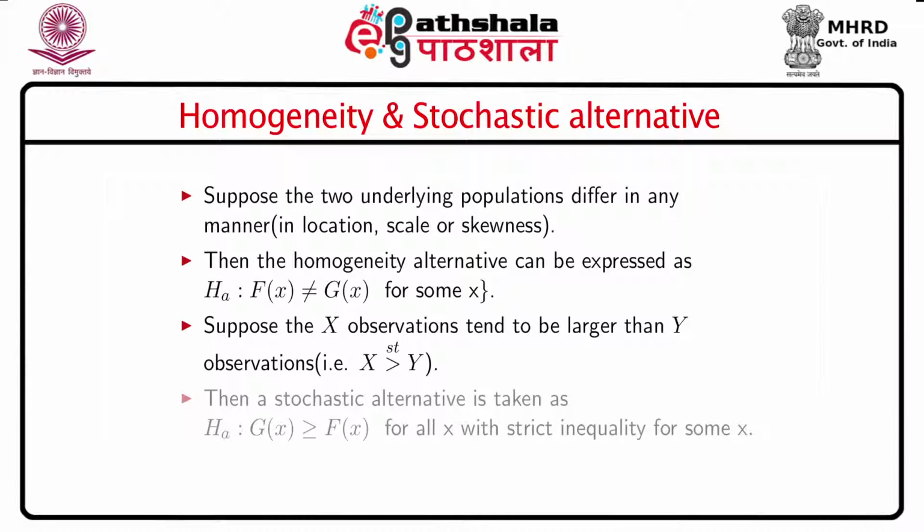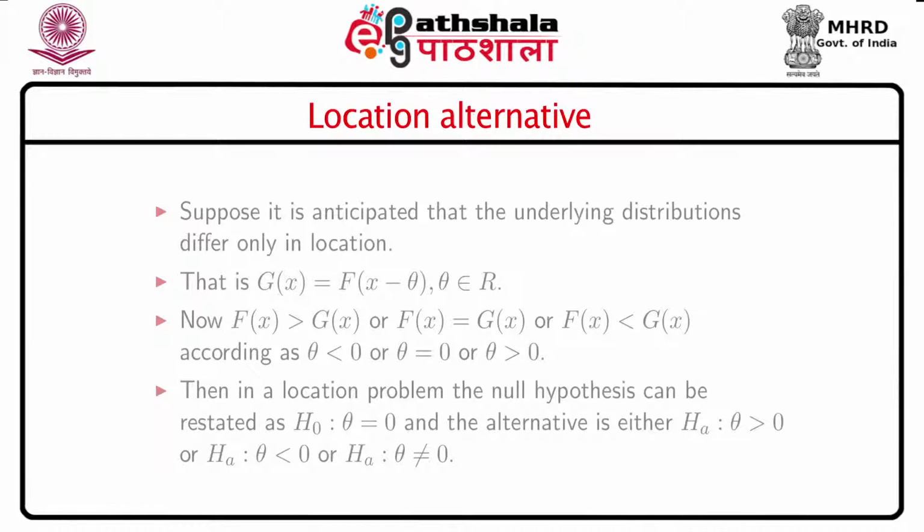Next, suppose that X observations tend to be larger than Y. That is, probability that X is greater than or equal to small x is greater than probability that capital Y is greater than or equal to small x for every x. In other words, X is stochastically larger than Y. Then a stochastic alternative is taken as G(x) greater than or equal to F(x) for all x, with strict inequality for some x. Next, we have location alternatives. Suppose it is anticipated that the underlying distributions differ only in location. That is, G(x) equal to F(x minus theta) for some real valued parameter theta.